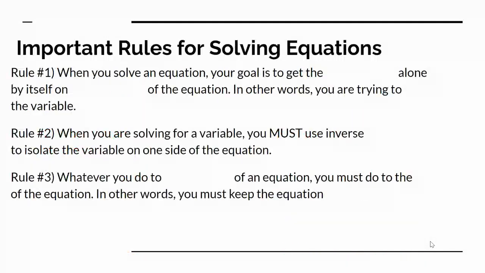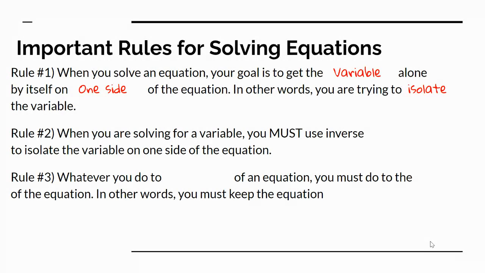Important rules for solving equations. Rule number 1, when you solve an equation, your goal is to get the variable alone by itself on one side of the equation. It doesn't matter if it's the left side or the right side, you just want the variable to be by itself. This is called isolating the variable. So we are trying to isolate the variable. It wants to be alone.